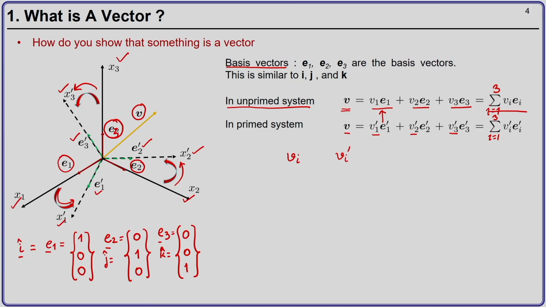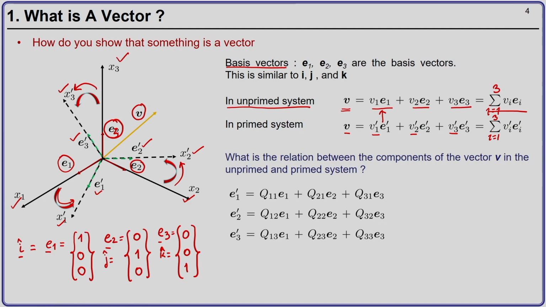Okay. So, we want to find out the relation between the components of the vector in the primed and the unprimed system. So, how can we do that? To do that, we first see that E1 dash, E2 dash and E3 dash themselves are vectors which can be written in terms of the basis vectors E1, E2, E3, and this is given by the following relation.